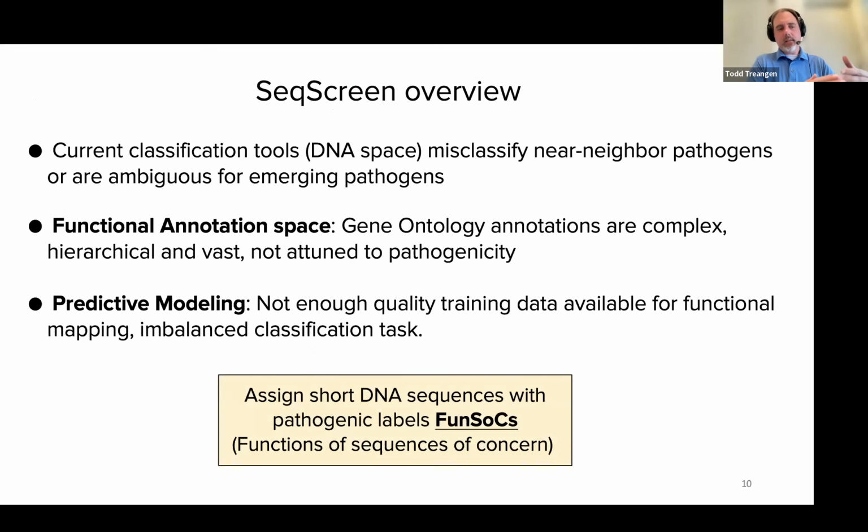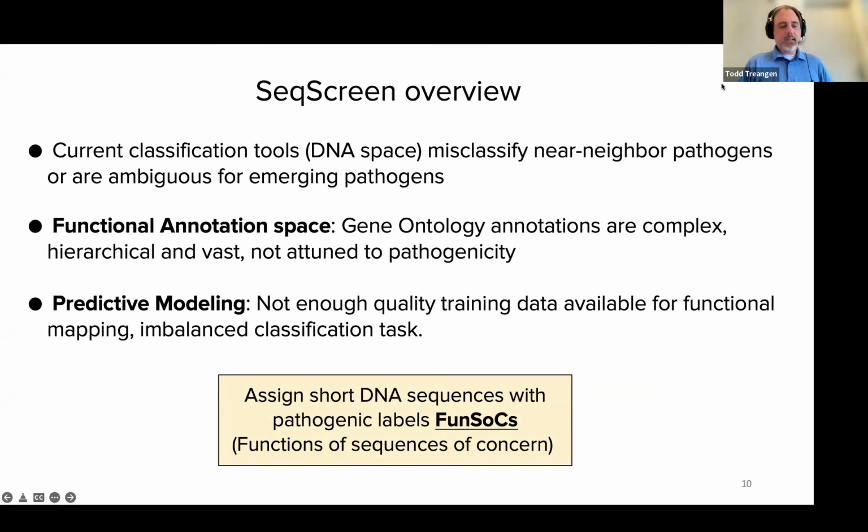Okay, so through that kind of thinking and through brainstorming across the collaborative team and within my group at Rice, SeqScreen was born. Okay, and SeqScreen, really just to give you a high level, and I've presented this now in a few different ways.